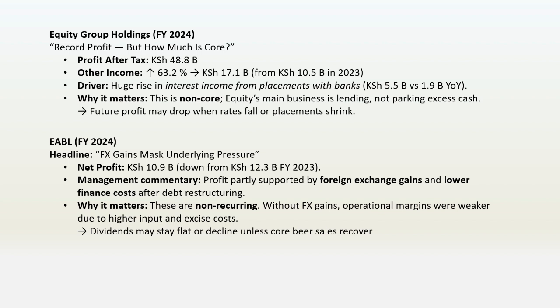So let's just quickly go through some of the reports that we did in the previous video. Equity Group Holdings for the financial year 2024. They have recorded a good profit, but how much is core? That is, how much is the real profit? They are saying profit after tax is 48.8 billion. Other income also rose.